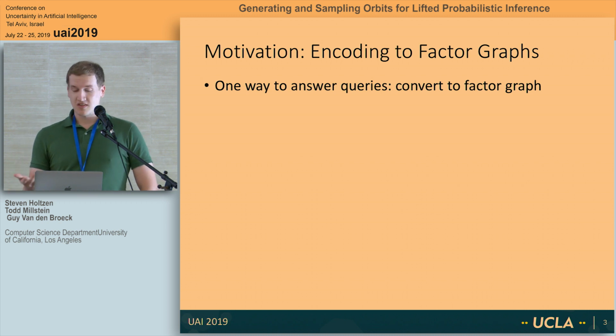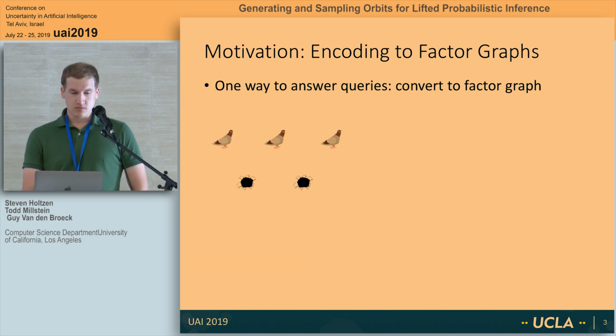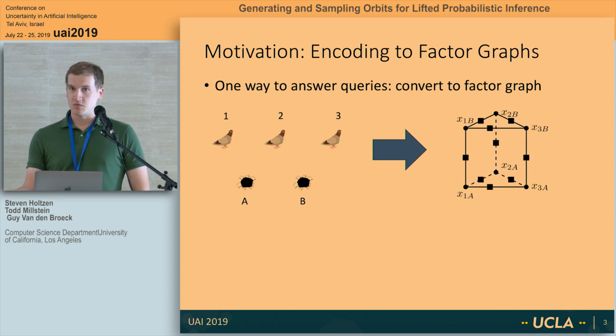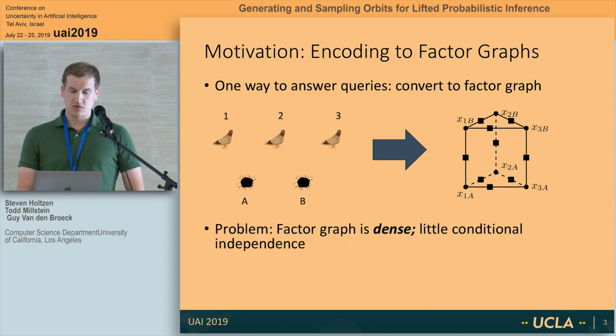My question to you is, does this seem hard? Does this distribution seem like something that existing methods might not be able to handle well? Let's see what happens. If we want to answer queries about this distribution on pigeons, one thing to do is to convert it into a factor graph, which is something we all have seen before. We label the pigeons and the holes, and we create a factor graph, which is on the right. We have the variables which are true if pigeon i is in hole j. Each pigeon has 2 variables. One is true if it's in hole A, one is true if it's in hole B. So that's the factor graph.